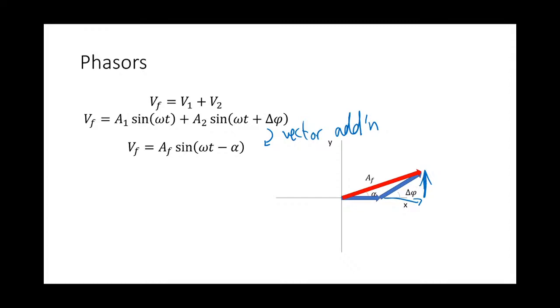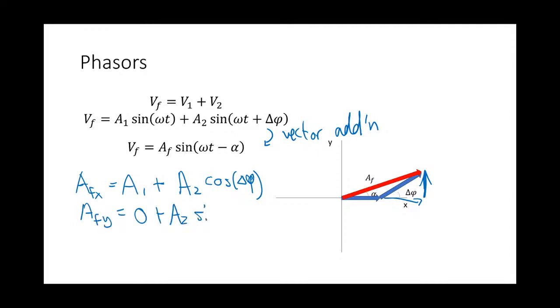So then you know that the AF in the x is equal to, in this case, A1 plus A2 cosine delta phi, right? And then AFY is equal to 0 plus A2 sine delta phi. Notice omega t doesn't come into play here, right? Because the whole thing spins and we're just taking a picture of it at one particular time.